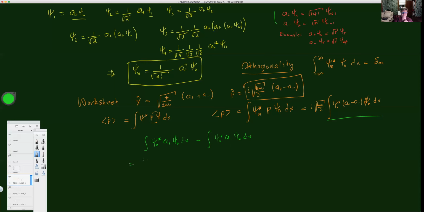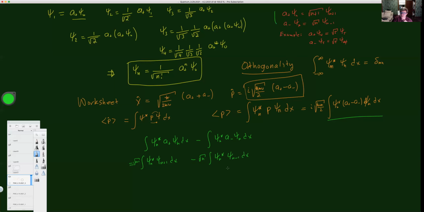So I get the integral psi n star, that doesn't change. A plus psi n gives me square root of n plus 1 psi n plus 1. So I'm going to bring the square root of n plus 1 out because it doesn't need to be in the integral. And psi n plus 1 dx. And over here, a minus on psi n gives square root of n psi n minus 1. So I'll bring the square root of n out, integral psi n star, and then psi n minus 1 dx.